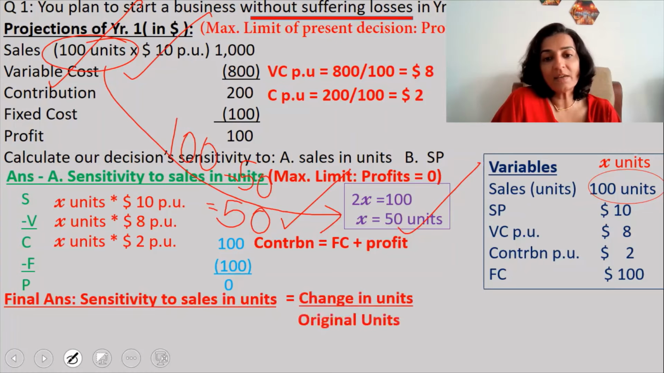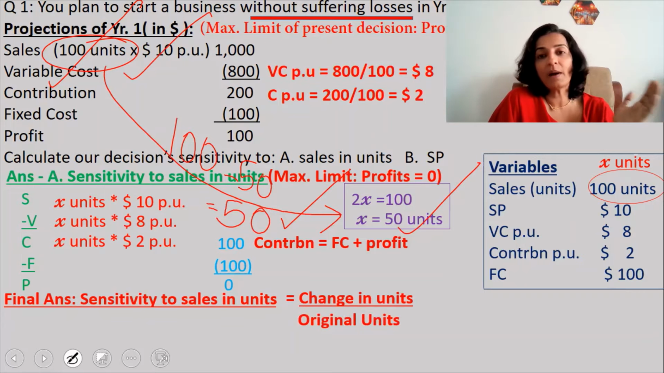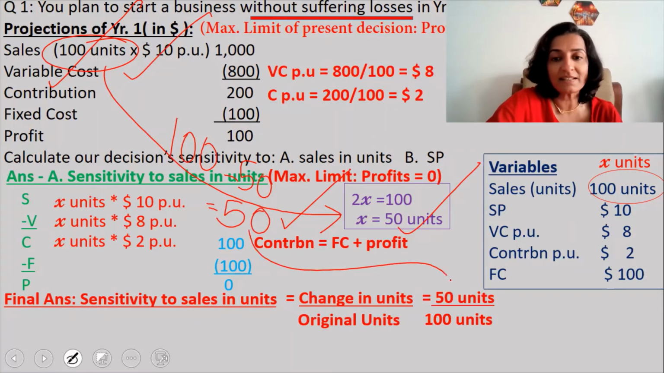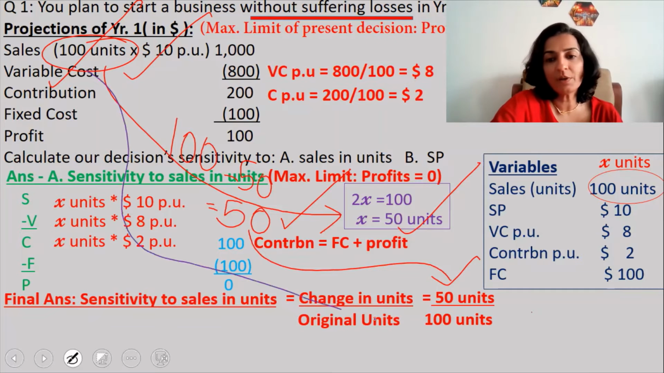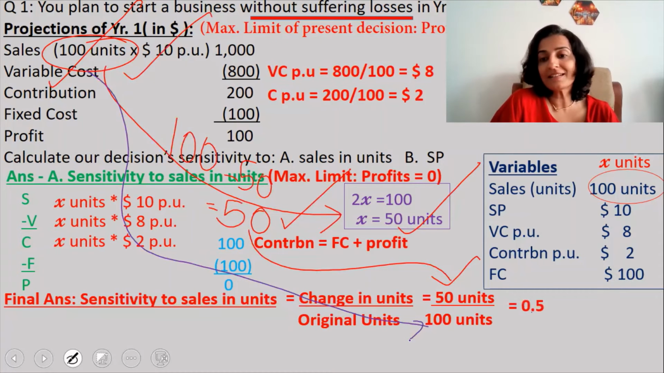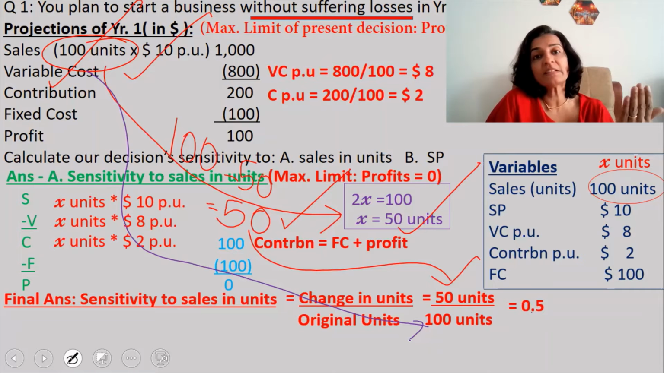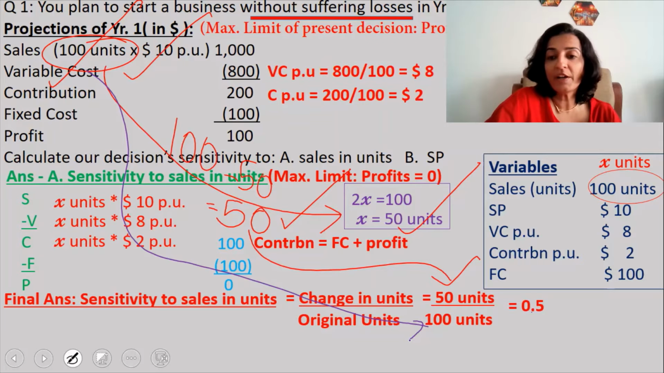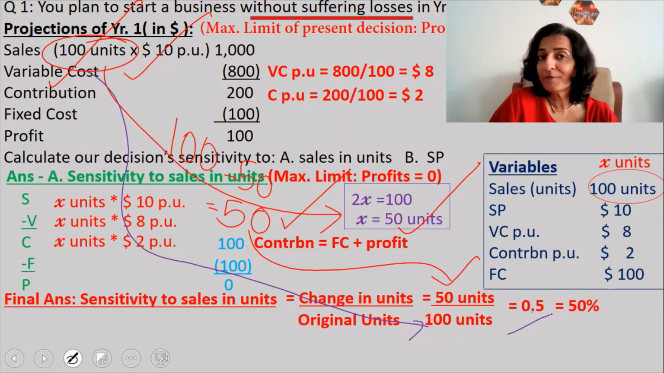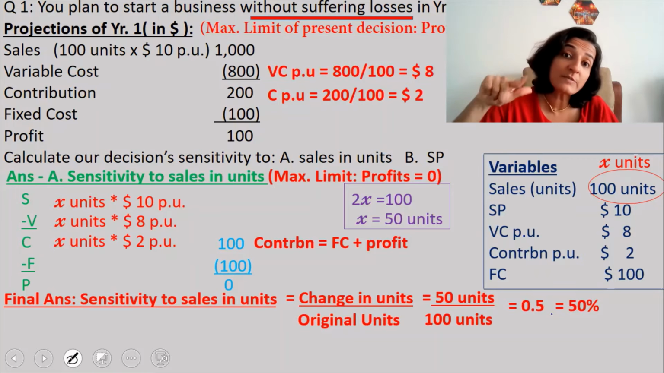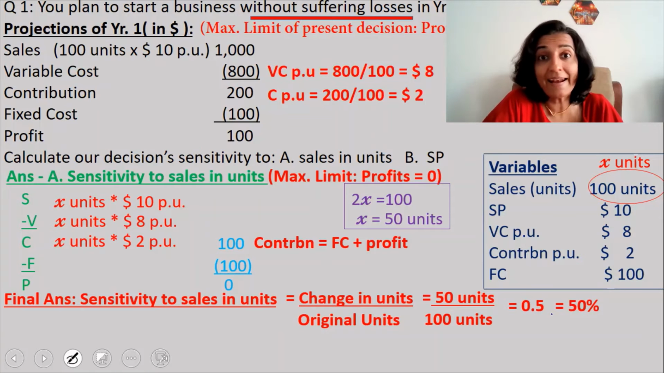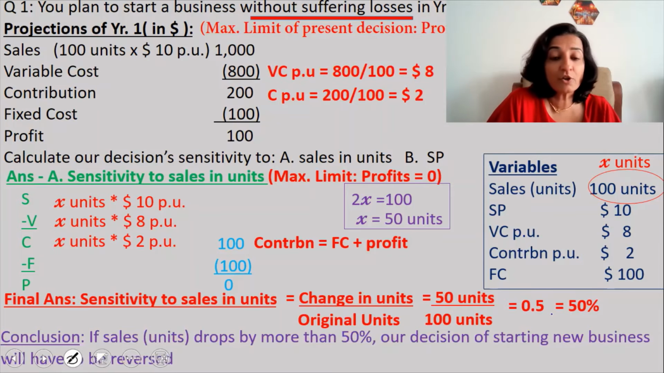So we shall write that. Sensitivity to sales in units is given by the formula change in units divided by original units. We're just calculating the percentage. So the change in units is 50 units. That's coming from here. The original units, 100 units. That's coming from here. So you get the answer as 0.5. Expressed as a percentage, we have to multiply it with 100. So 0.5 multiplied by 100, we get 50%. So only if the sales fall by more than 50%, we are in the soup. That is, we will end up in a loss. So the final conclusion is, if sales in units drops by more than 50%, our decision of starting the new business will have to be reversed.